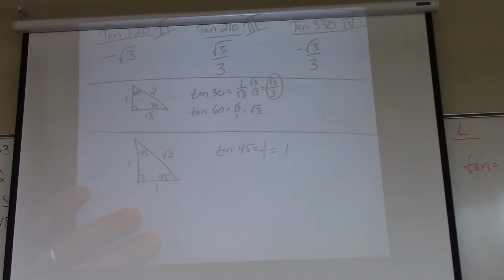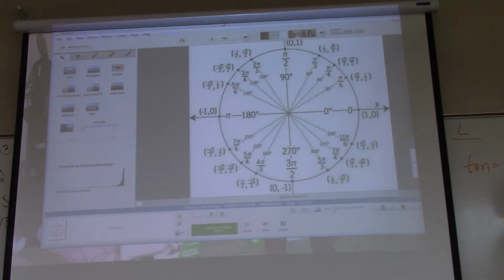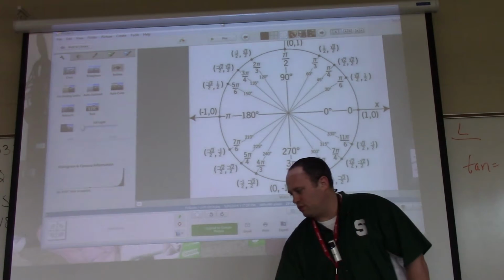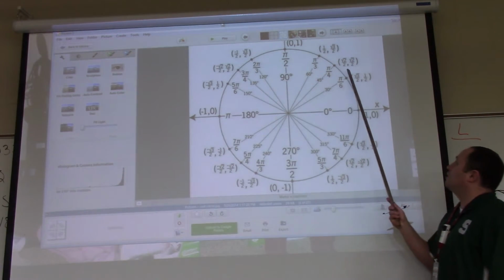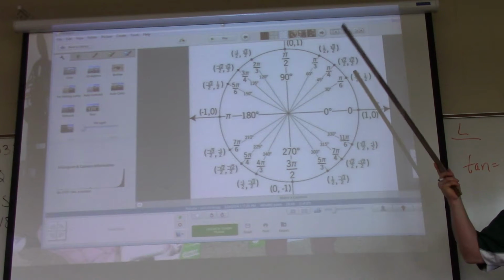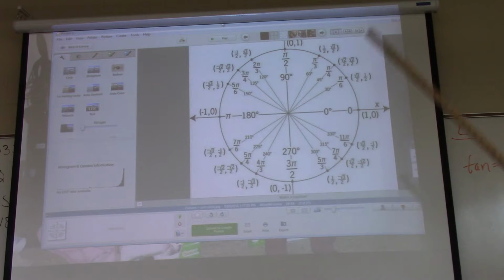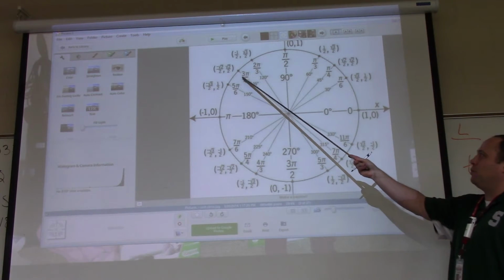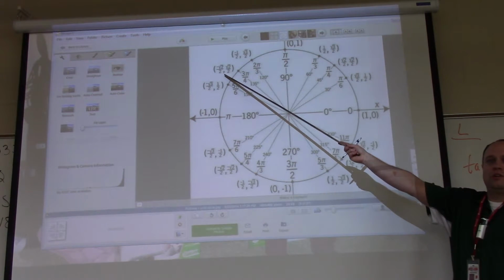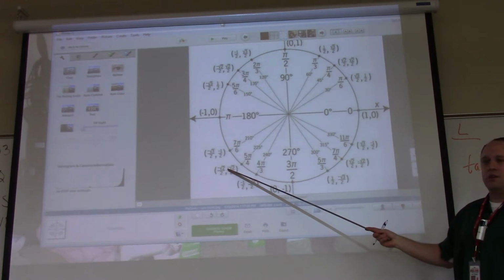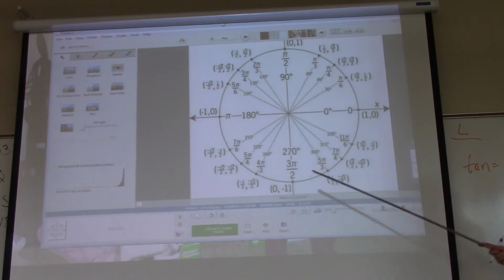Why? Because. Let's go back to the unit circle. At 45 degrees, what do we see about the x and y values? They're the same. So square root of 2 over 2 divided by square root of 2 over 2 is just 1. Matter of fact, let's take that a step further. What would be the tangent of this point? Negative 1. That leads us to what we're doing today.